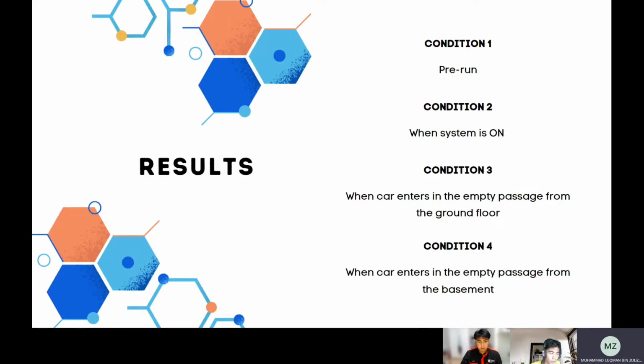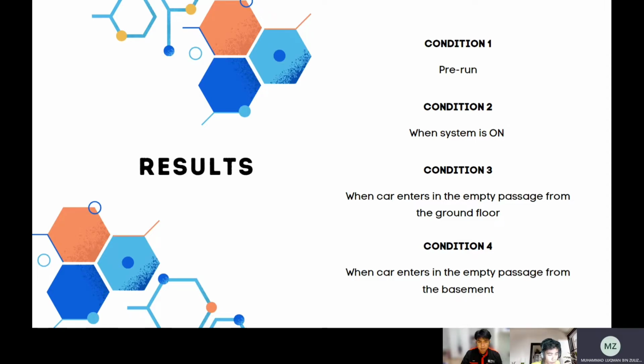So for the result for condition 1, when the program initially runs, the first condition is on, and initially both green lights, ground floor and basement, will be on. The set instruction is executed and it will set both outputs Q0.0 and Q0.1. For condition 2, when the system is on, initially both red lights, ground floor and basement, will be off. The reset instruction is executed and will reset both outputs Q0.2 and Q0.3.